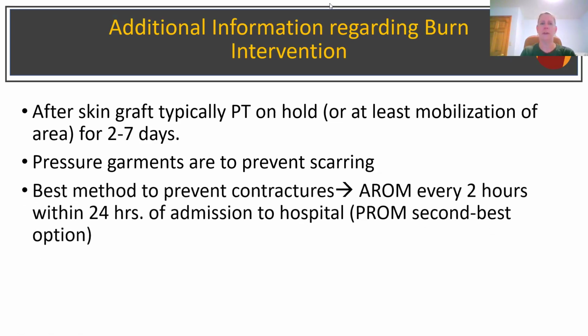The best method, they say, to prevent contractures is to do active range of motion every 2 hours within the first 24 hours of admission to the hospital. Like constantly, let's do active range, active range, active range. Whether we're doing it, the nurses are doing it, or maybe the family member is doing it. The patient's doing it, but we may have to have other people reminding the patient to do it. If they can't do the active range, then we would do passive range, but hopefully they're going to be doing their active range of motion every 2 hours within those first 24 hours. That's a great way to help with prevention of contractures.